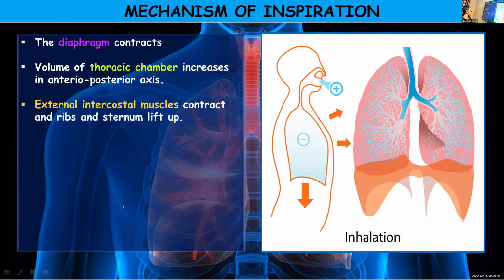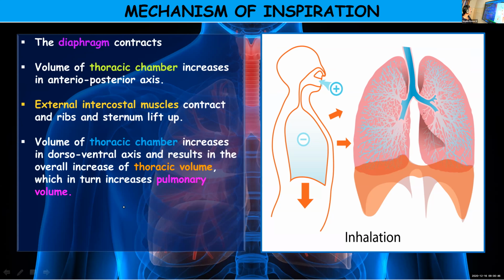Volume of the thoracic chamber increases in the dorsoventral axis. Dorsoventral: the dorsal side is your backbone and the ventral side is the sternum. In the beginning I told you about the anterior posterior axis. On the upper and lower side also, the volume is increasing. And in the dorsoventral axis, in all ways, the thoracic chamber's volume increases.